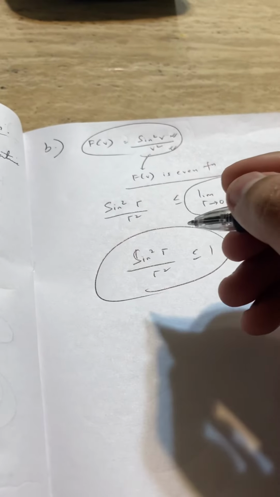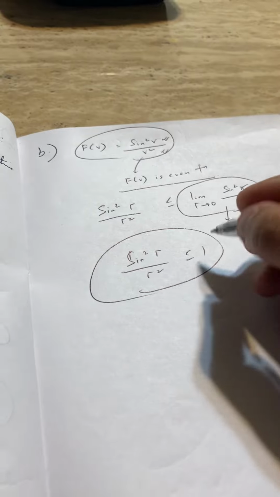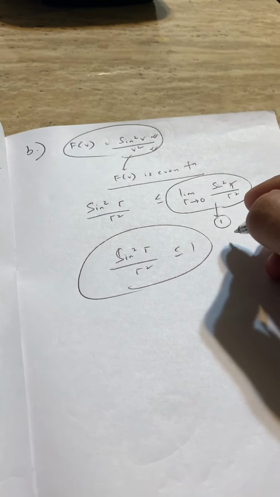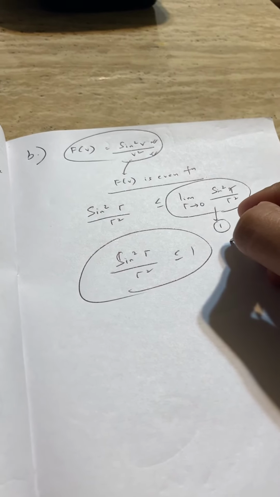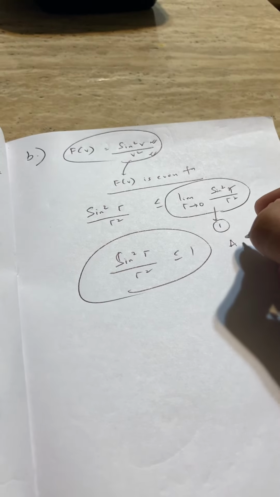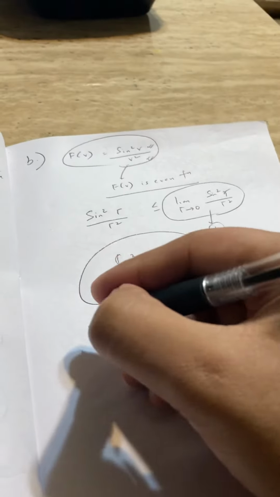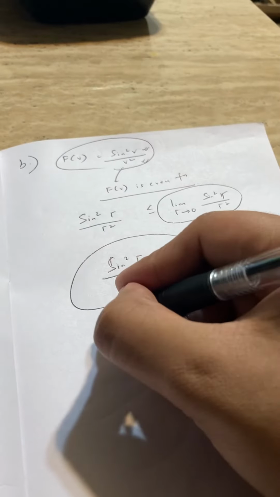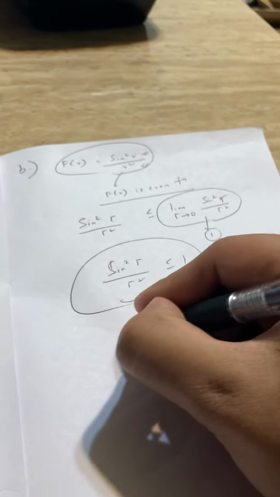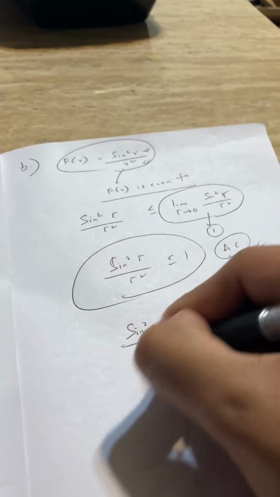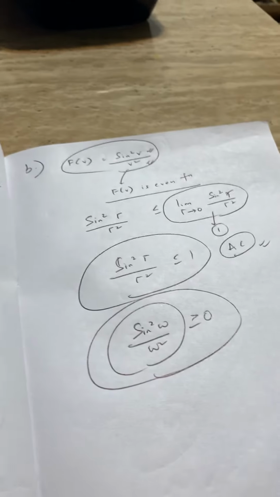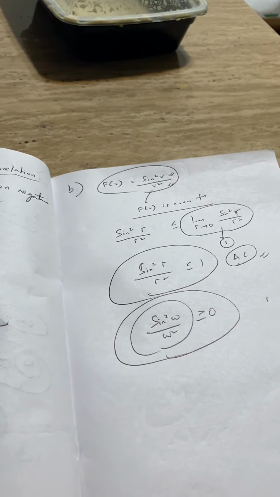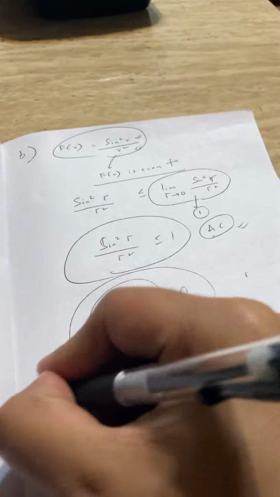So it can be said that this can be an autocorrelation function. So let us look at whether it's a spectral density function. It can also be a spectral density function, as sine square omega by omega square is greater than or equal to 0. So it can be both an autocorrelation as well as a spectral density function. So let us look at part C.